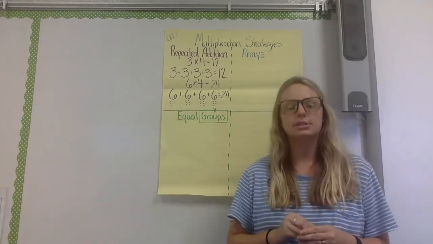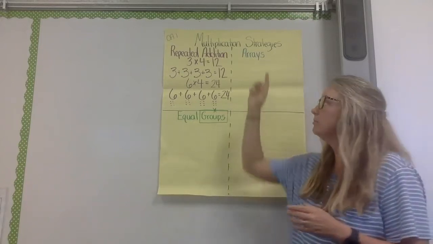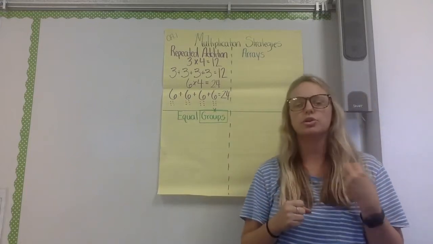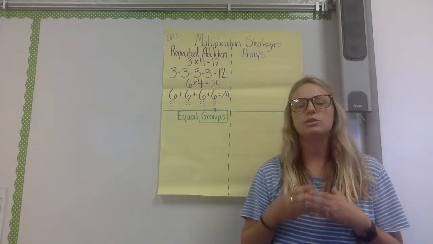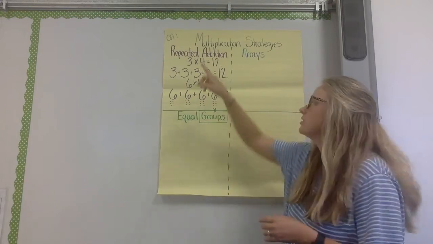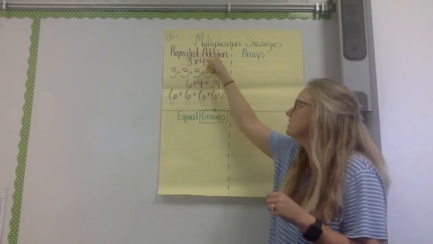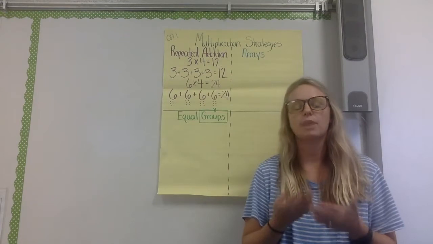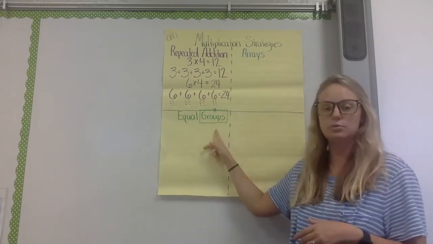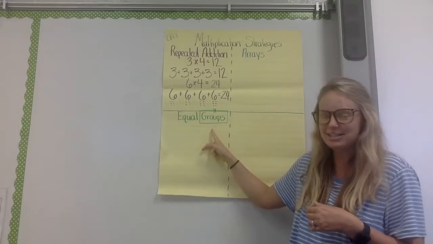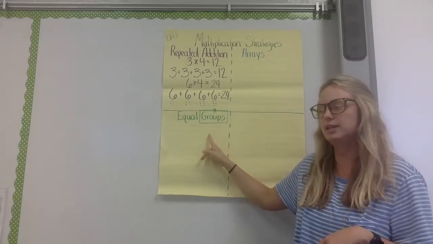All right, so today we're going to learn another multiplication strategy. A strategy is a tool or trick, a way that you can do something easier. So yesterday, we talked about repeated addition. So adding the number multiple times. That's one way to do it. But to be honest, equal groups is my favorite strategy. And I think it's the easiest. So that's the one we're going to talk about today.